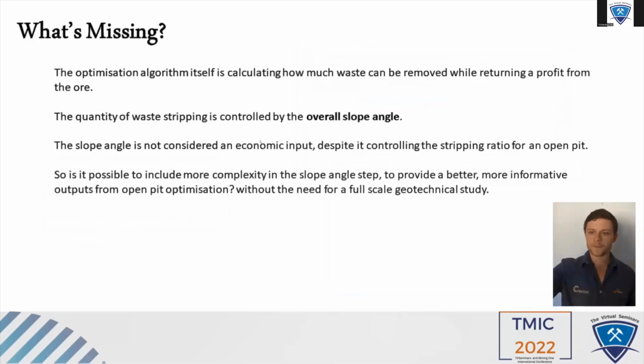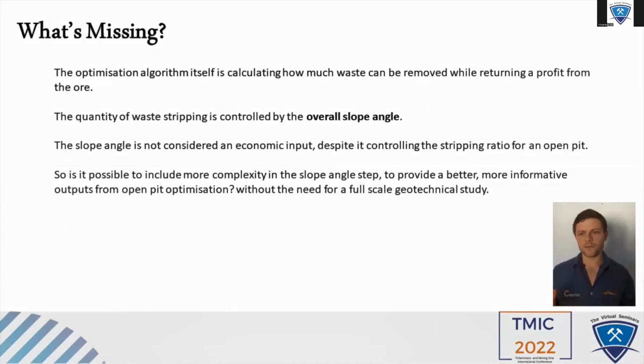So what's missing? The optimization algorithm itself is primarily working out what stripping ratio can be supported. But the quantity of waste stripping required really is controlled by the overall slope angle. So it's interesting that the slope angle is not considered an economic input. It goes in separately, can't be varied. There's no additional detail that can be added to that.